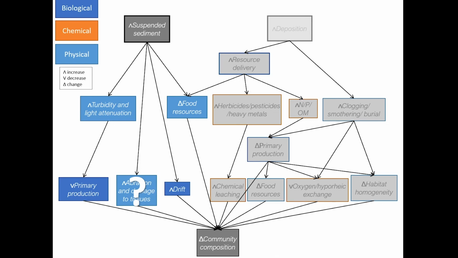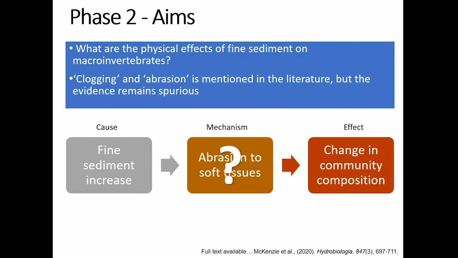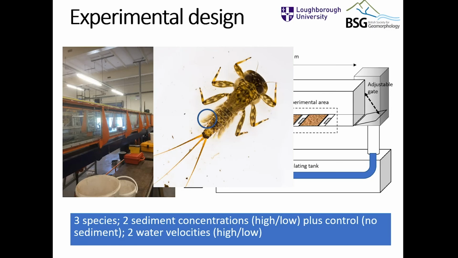how the suspended sediment specifically has physical effects, and the terms clogging and abrasion are mentioned quite a lot in the literature, but the evidence remains spurious. So just to recap, the cause would be an increase in fine sediment, and the mechanism that I'm trying to understand is abrasion and clogging to soft tissues, ultimately causing a change in community composition as the effect.